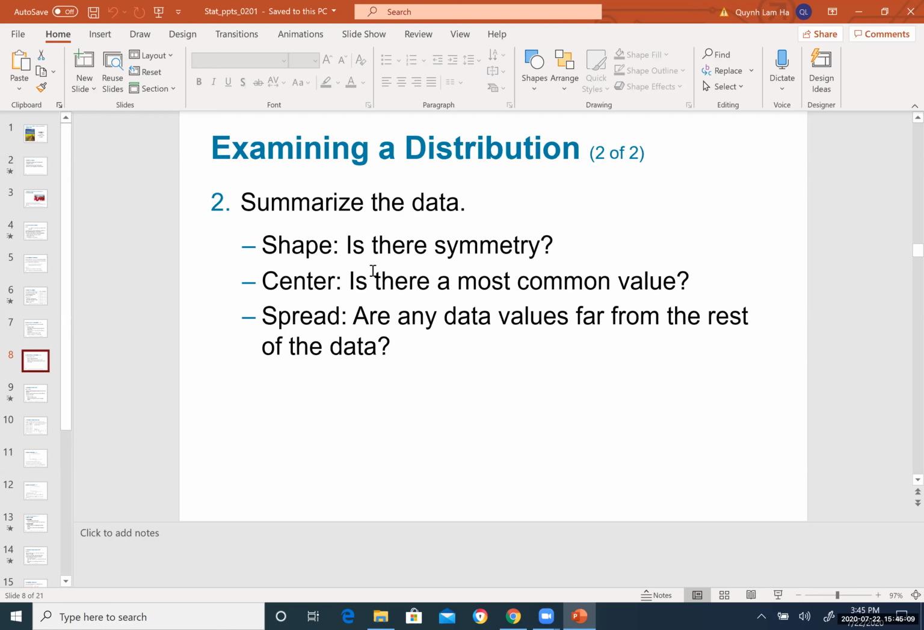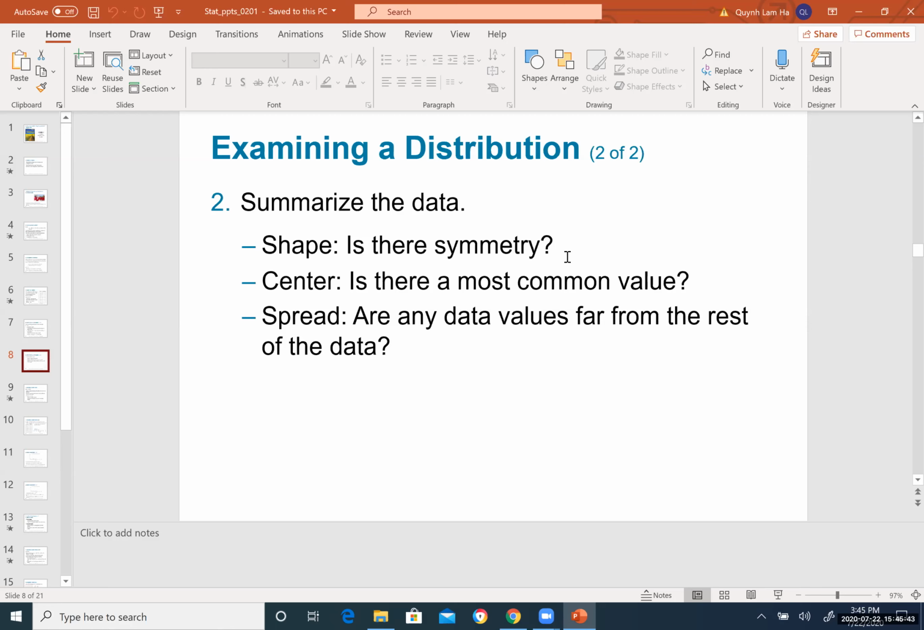For the shape, the question they are putting to us is: is the shape symmetric? The word symmetry means that when you cut the graph in half, the left and right sides have to be roughly equal, roughly the same thing. We call that symmetry. But like I show you, the shape can be five specific shapes.